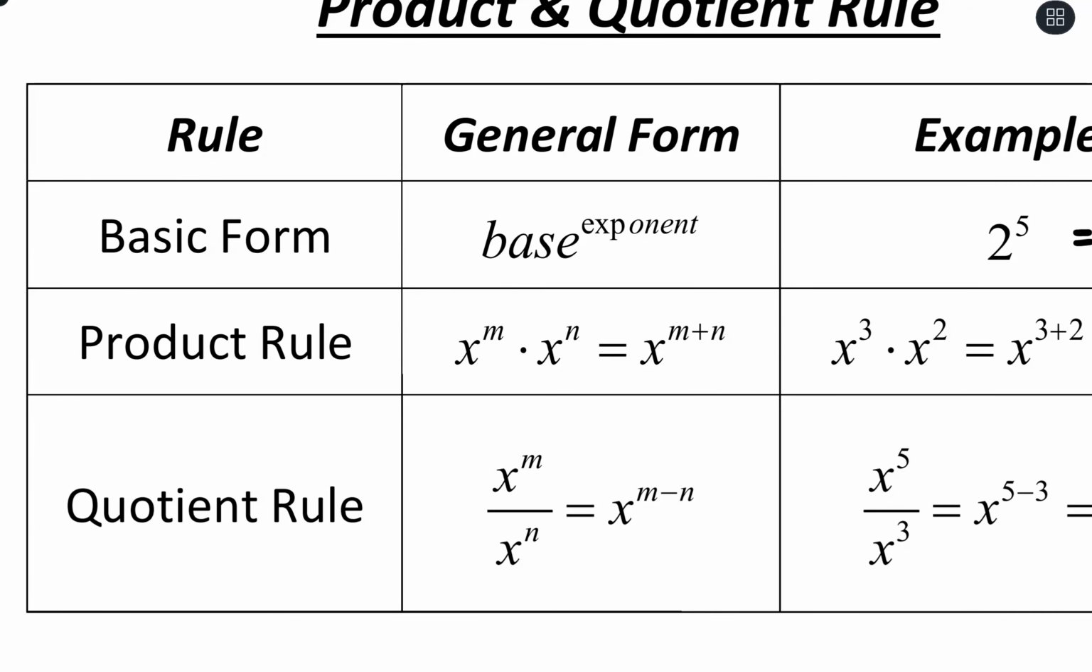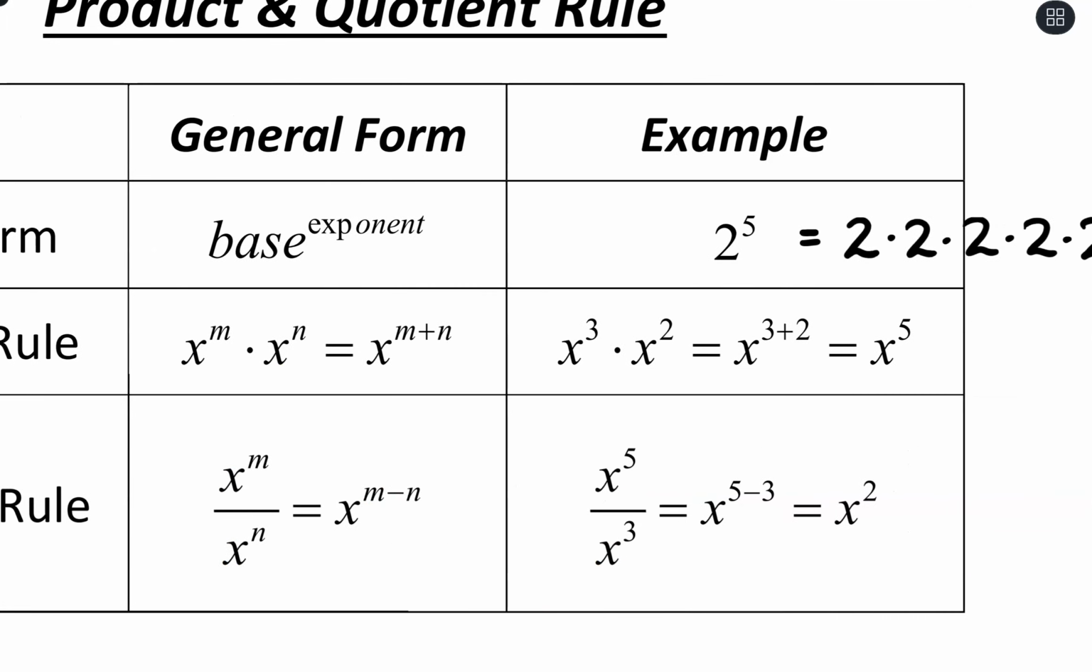Our quotient rule says if we are dividing two values that have the same base, we can subtract the exponents, and it always goes numerator minus denominator. So if I have x to the 5th divided by x cubed, we could combine that into x raised to the 5 minus 3 power, which would simplify to x squared.